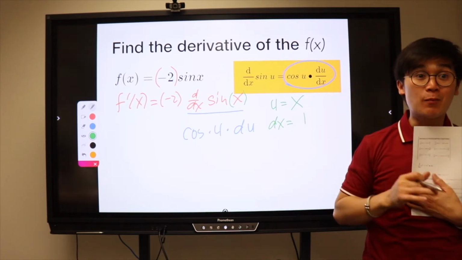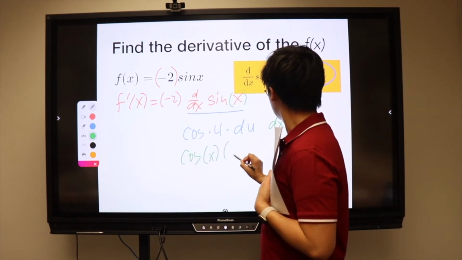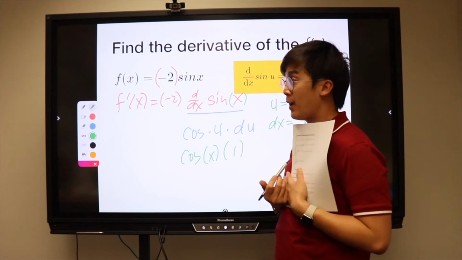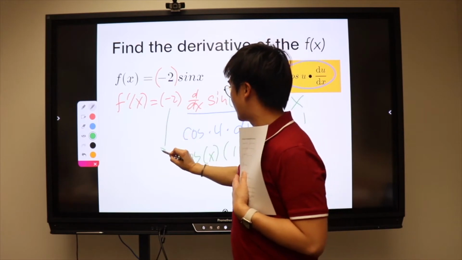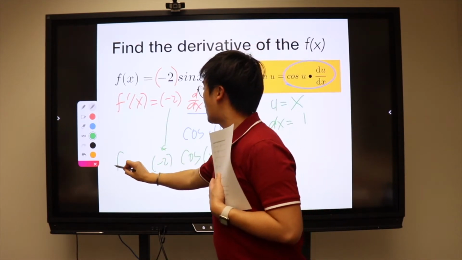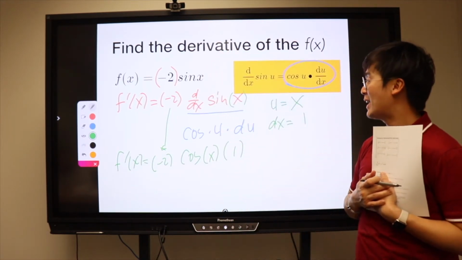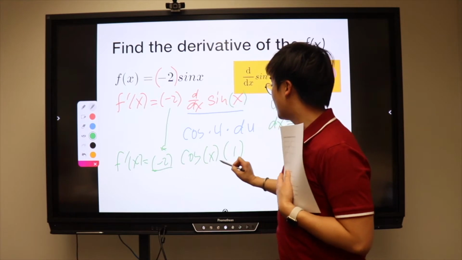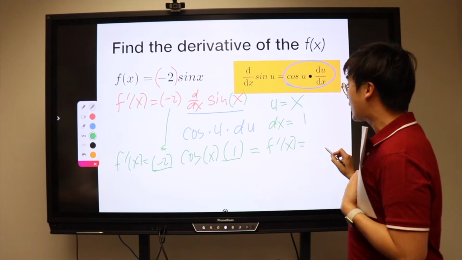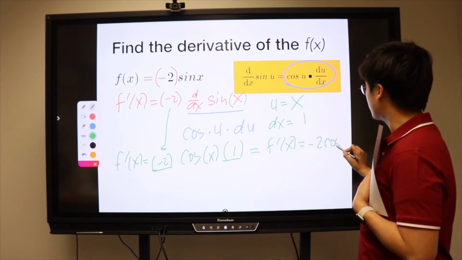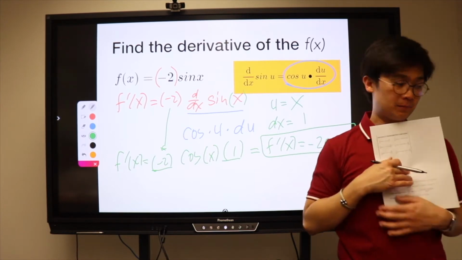All we need to do is to put them all together. Cosine u du. Are we forgetting something? Yes. And this is now your f prime of x. Can we make it pretty? Alright, so let's make it prettier by multiplying this and this. So our f prime of x is equal to negative 2 cosine x. Easy.